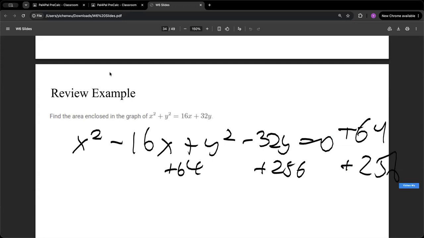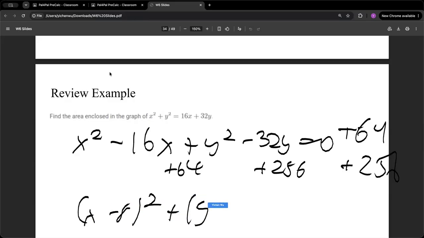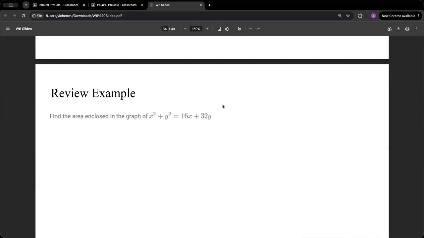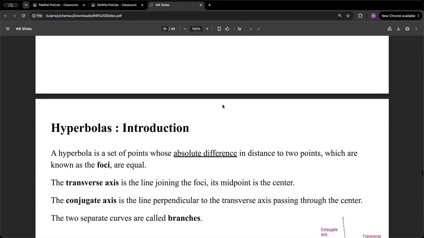So once we add these, we get x minus 8 squared plus y minus 16 squared equals 320. This is just a circle with radius square root 320, so the area is just 320 pi. Any questions? Now, let's move on to hyperbolas.